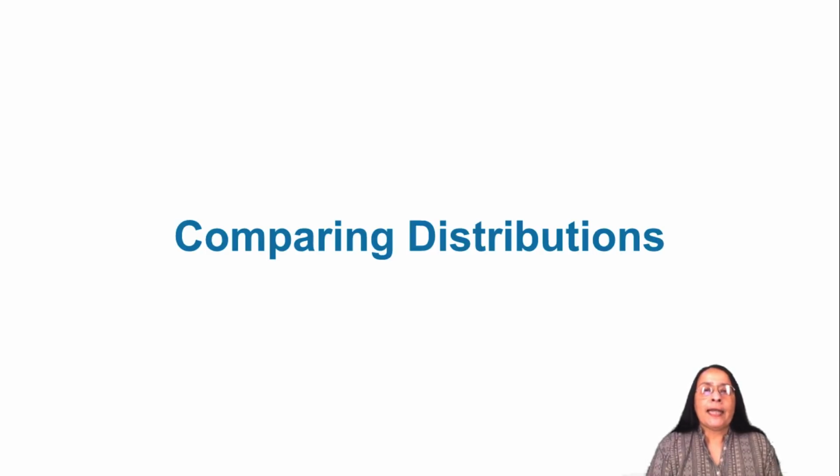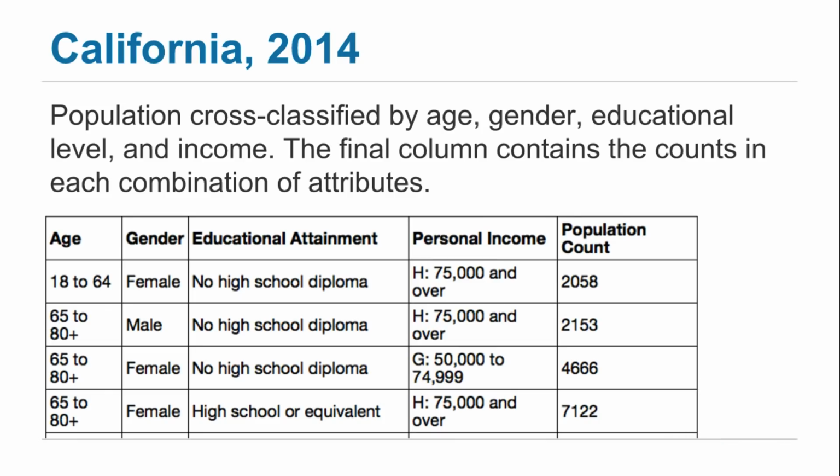We will now do an analysis in which we will use several of the techniques that you have recently learned to answer a question about association. The dataset will be one which you have seen briefly before. It is about Californian adults in the year 2014. The population was cross-classified by several variables: age, gender, educational level, and income. And we have the counts in each combination of categories of those 4 attributes.